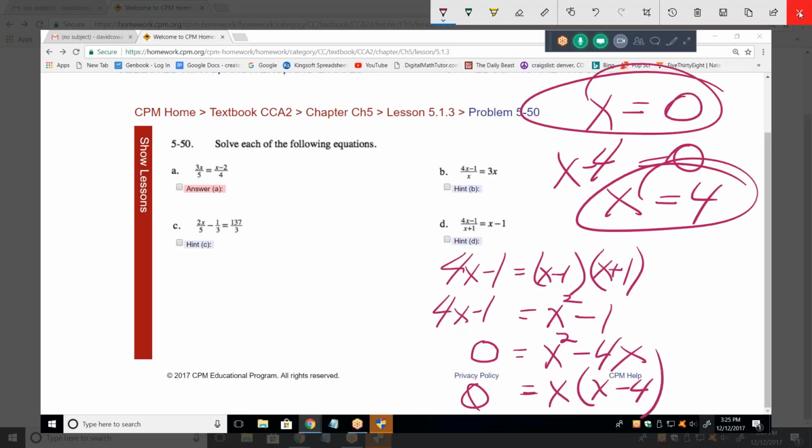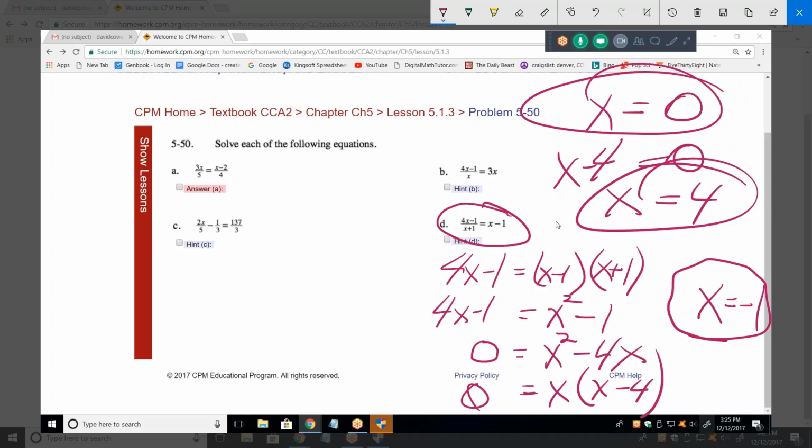You do have to be a little careful on this one. What if we'd gotten x equals minus 1 as an answer? Would that have worked? Would that have been a proper answer? What's the problem with that answer? Well, it would cause you to do division by 0.